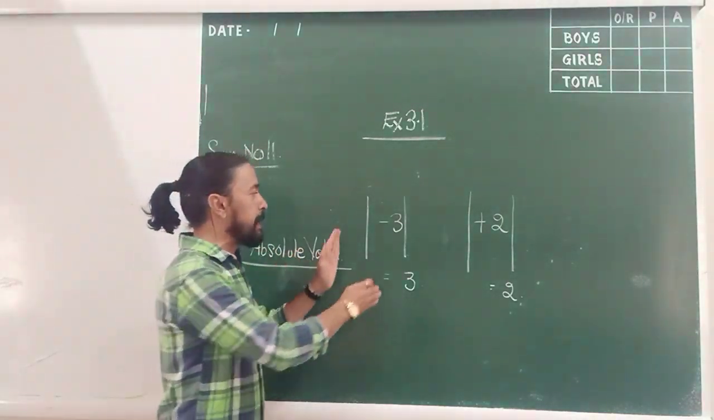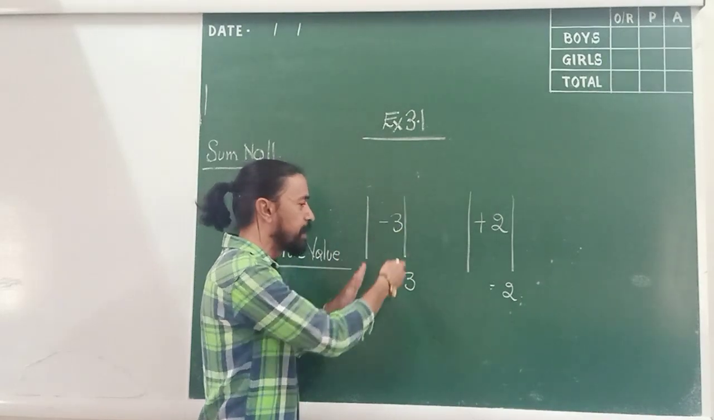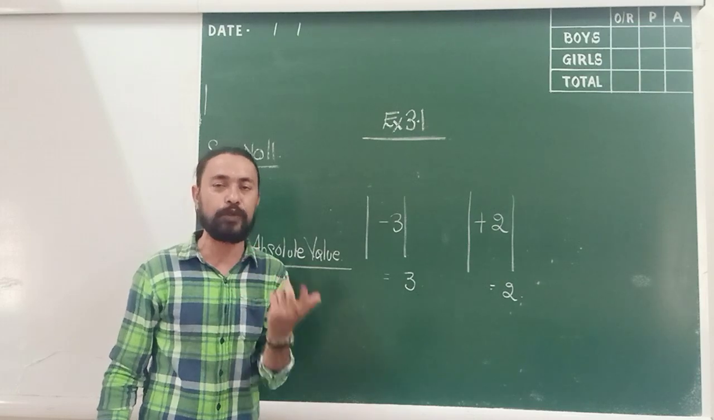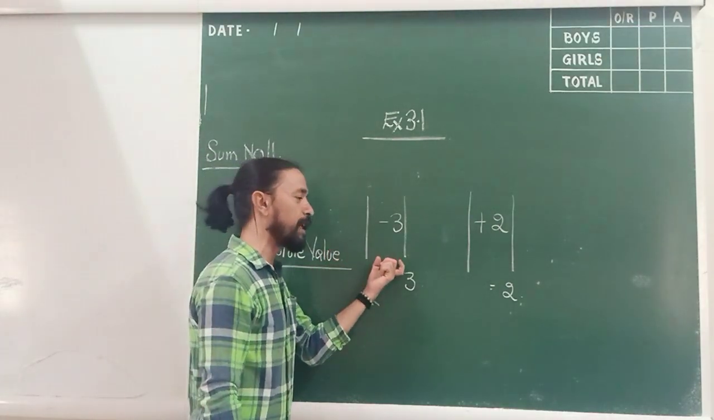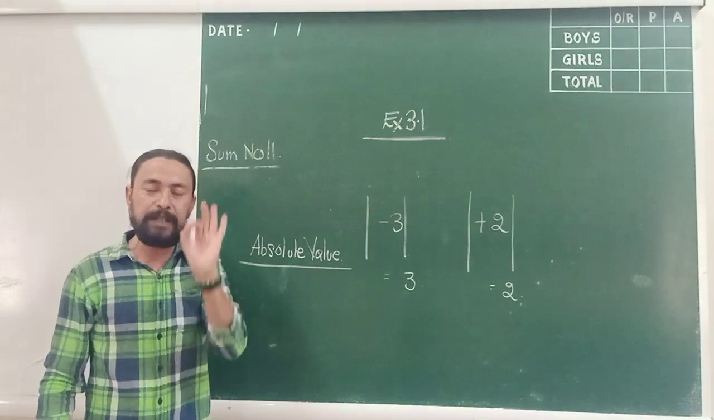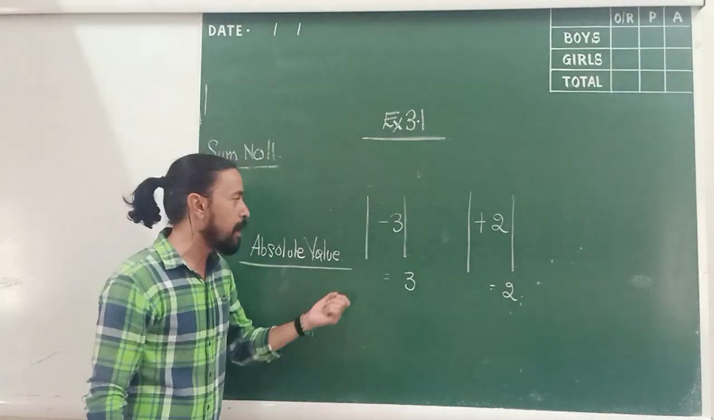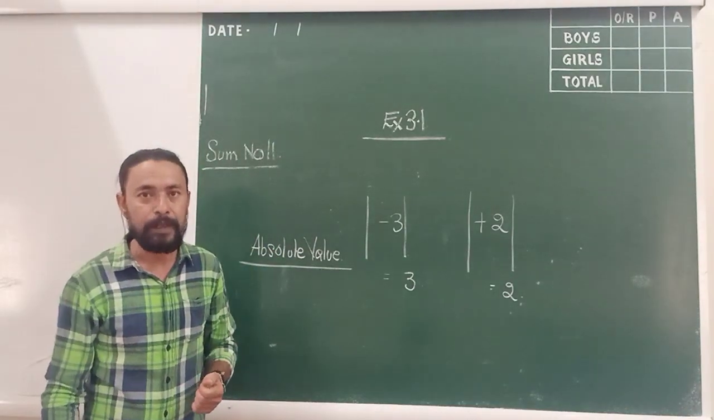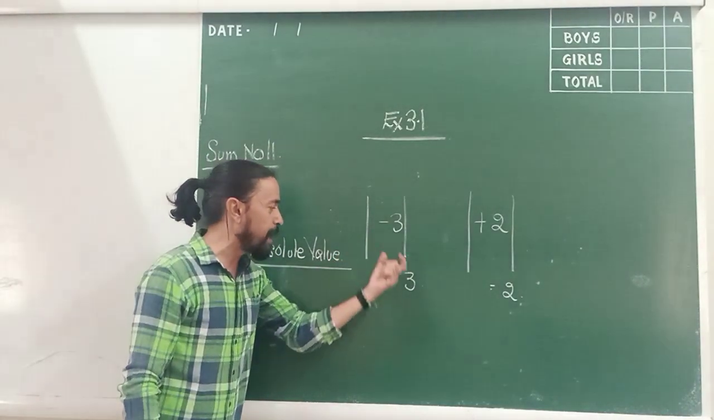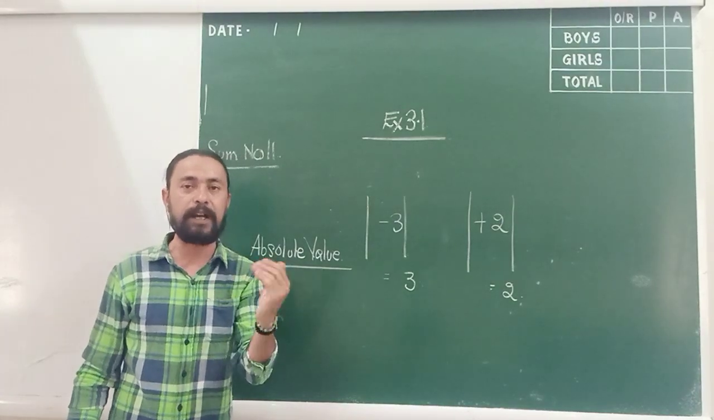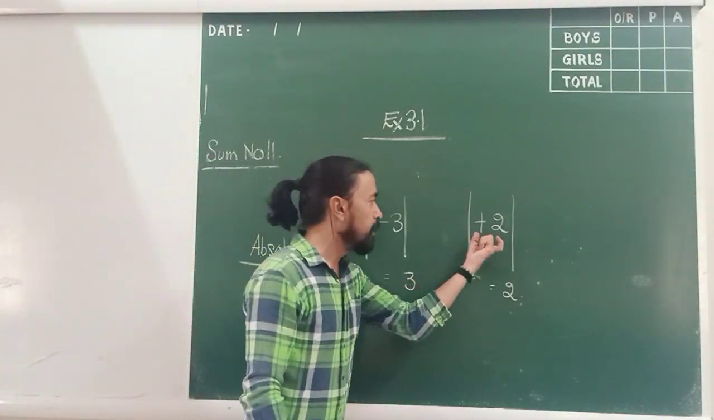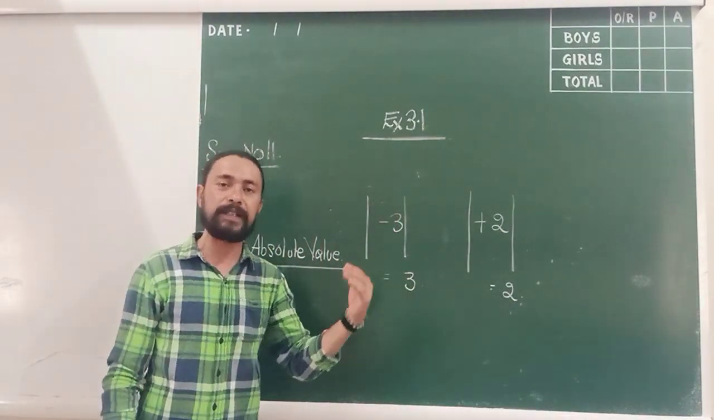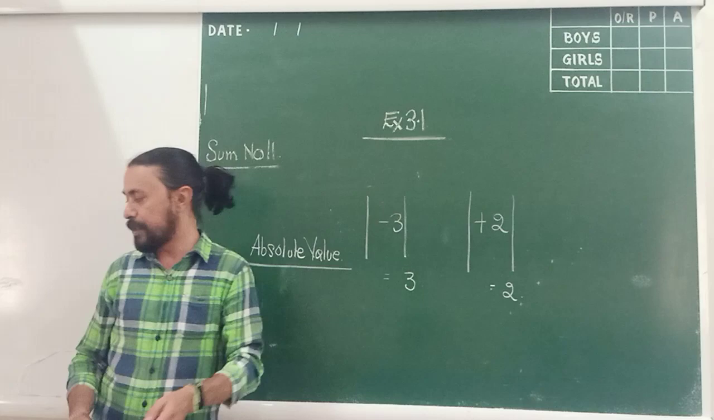Because when an integer places itself between two vertical lines, the question is, what is the sum asking us to do? The sum is asking you to find the absolute value. And in mathematics, absolute value means how many places is that particular integer away from the 0. So the absolute value of minus 3 is 3 because it is 3 places away from the 0. Similarly, the absolute value of plus 2 is 2 because it is 2 places away from the 0. Now we will start on the sums.